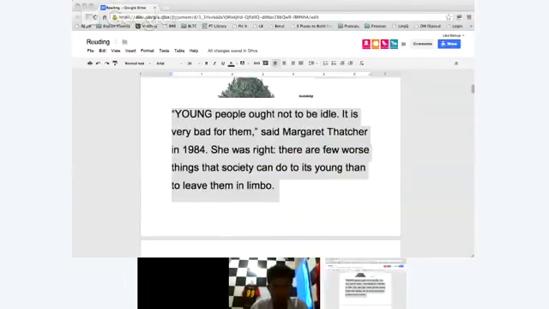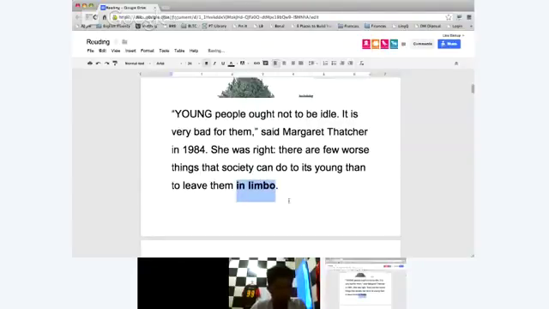Okay, Amparo, why don't you go first? Okay. Young people ought not to be idle. It is very bad for them, said Margaret Thatcher in 1984. She was right. There are few worse things that society can do to its young than to leave them in limbo. In limbo, yeah. When you leave somebody in limbo, or if you feel like you are in limbo, it means you don't know what's happening. You're not sure if you're going to do this or do that.